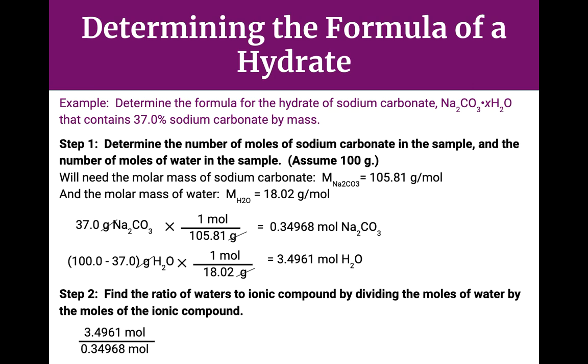3.4961 divided by 0.34968. You may be able to see what that's going to end up being, but it's really close to 10. So in this case, the value of X is 10. There are 10 water molecules for every 1 sodium carbonate, and this would be called sodium carbonate decahydrate.